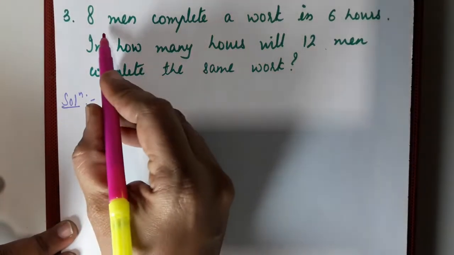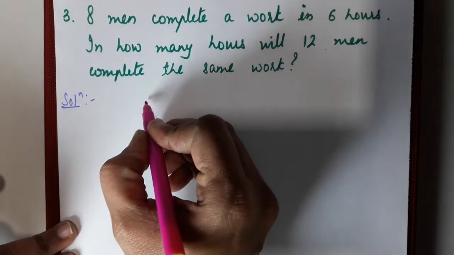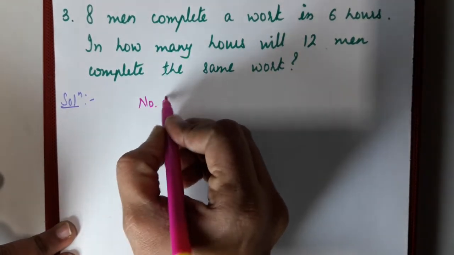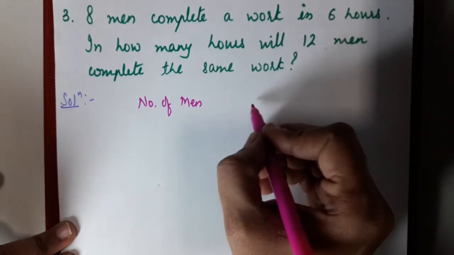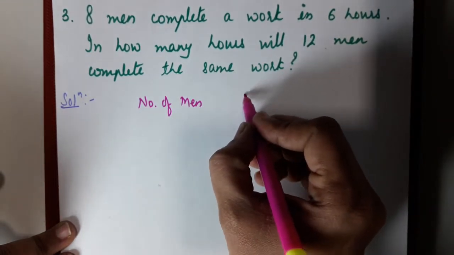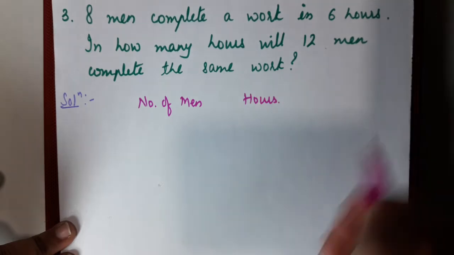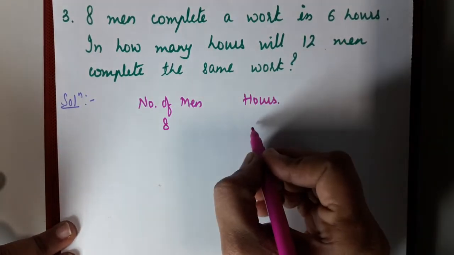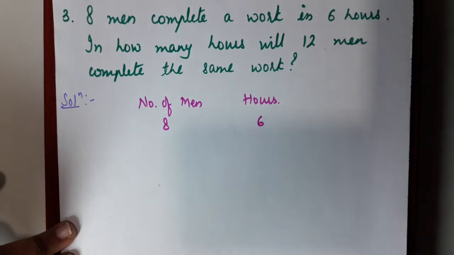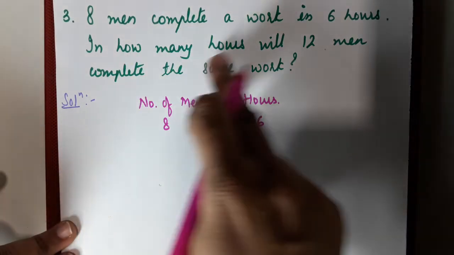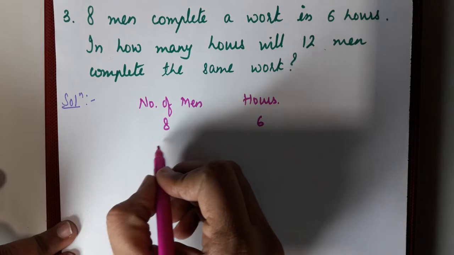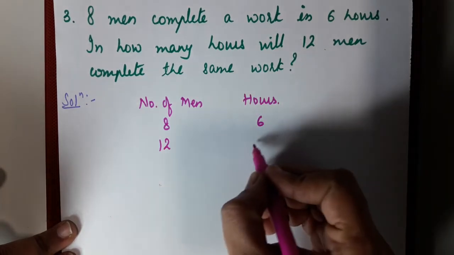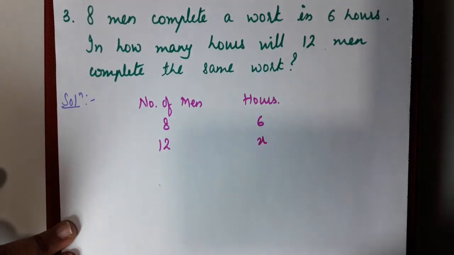Now here, the two key factors are the number of men and the number of hours for which they are working. So the number of men is 8 and they are working for 6 hours. Fine. So how many hours will 12 men take to complete the same work? So 12 will come under the column of men, and how many hours will be needed by them?